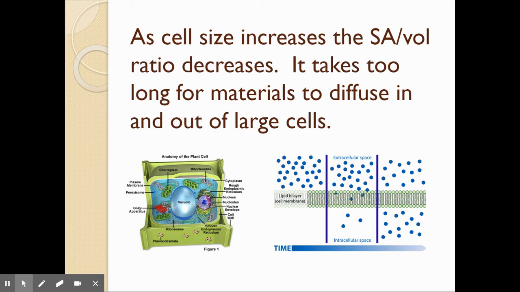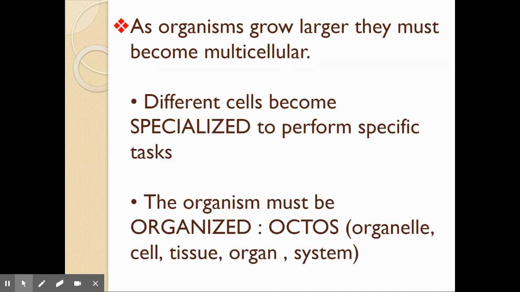If it is too big, it takes too long for materials to diffuse in and out, and eventually the cell is going to either die because it's not going to have enough energy, or it's not going to be able to remove the waste in time. Okay, so the smaller the cell, the easier it is to move things around.